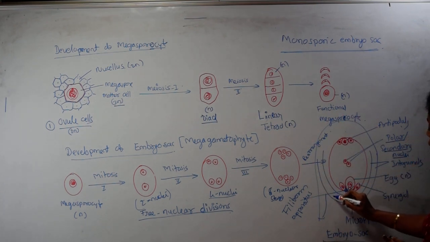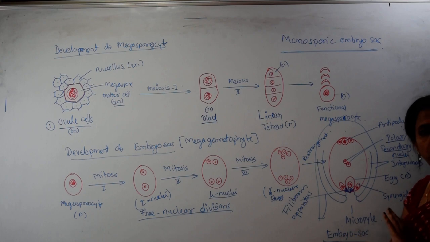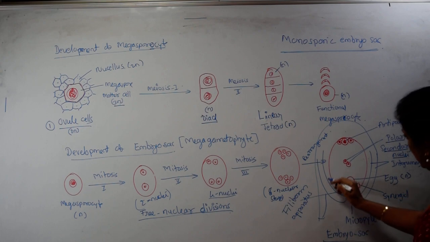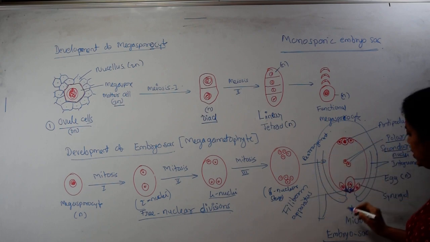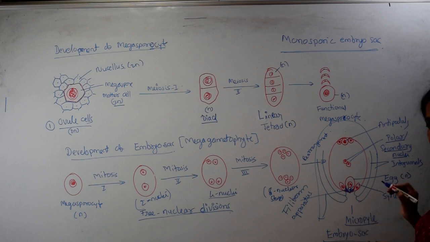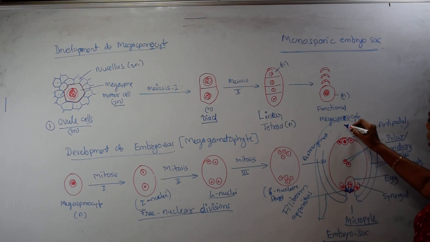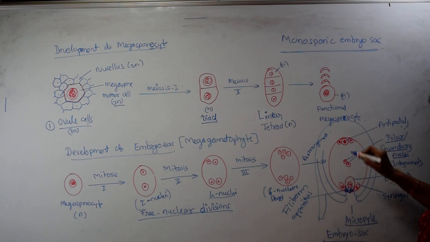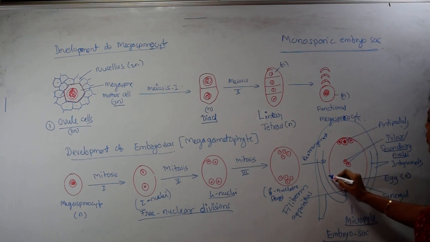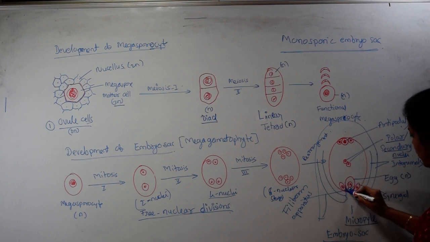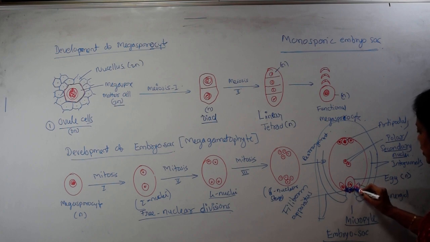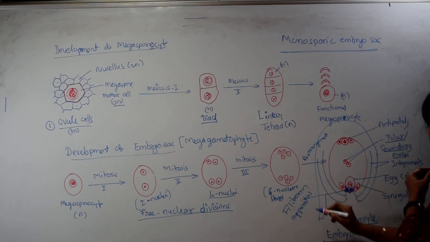And these membranes, I told you, are the integuments, which will not be completely formed around the whole of the embryo sac. They will leave a gap. That gap is called the micropyle. Opposite to the micropyle is called the chalaza. And these are the half developed integuments. And there is one more thread-like thing I have drawn here. This is called the filiform apparatus.